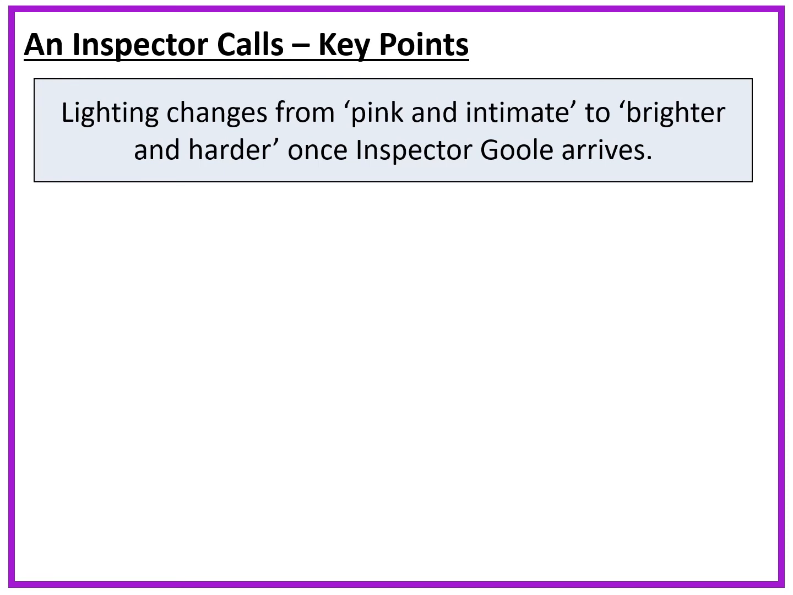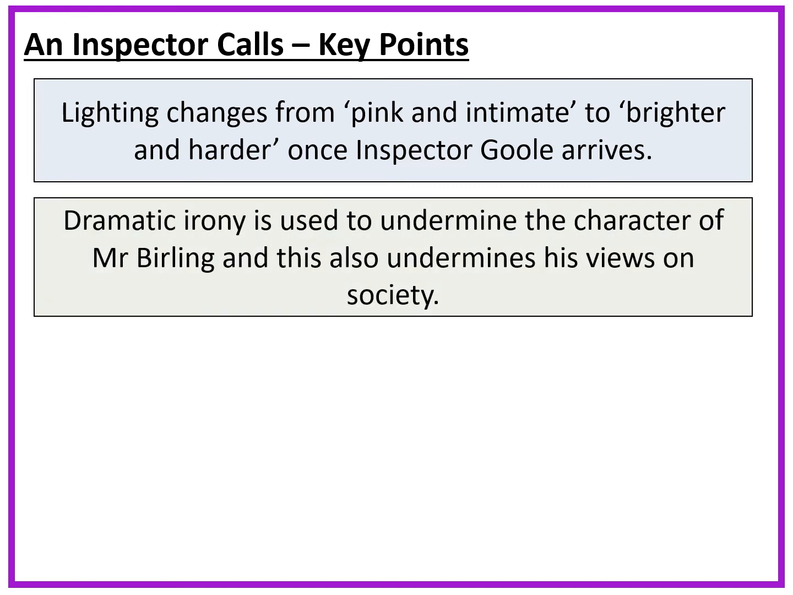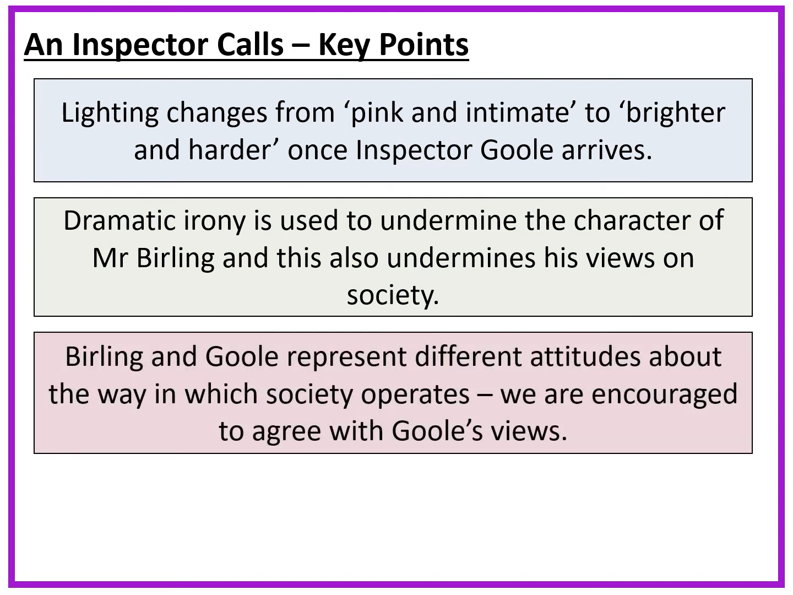Some key staging points to remember. The lighting at the beginning of the play is pink and intimate. It becomes brighter and harder once Inspector Goole arrives. This signifies that Inspector Goole will put the Birling family under pressure. Dramatic irony is used throughout to undermine the character of Mr. Birling. In Mr. Birling and Goole, we have representations of the different attitudes in which society operates, and the audience is encouraged to side with Goole.